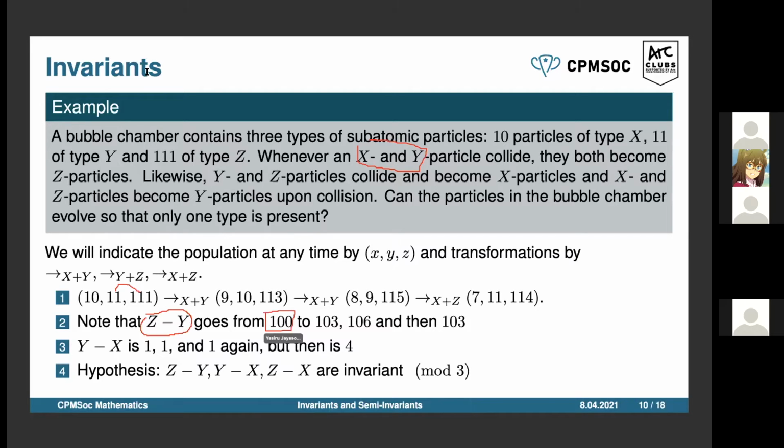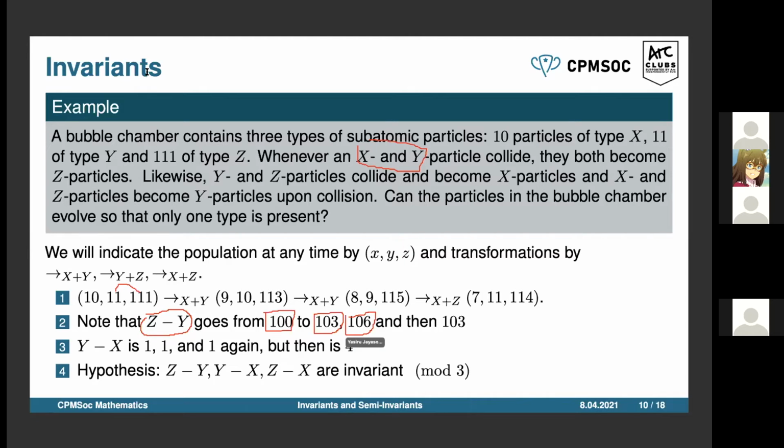But now, after you do the x plus y step, remember your y's goes down by 1 and your z's goes up by 2. So the net change will be 3. You'll go up by 3 there. So 103 now is the difference between z and y. And we're doing the x plus y step again. The number of y's goes down by 1 and the number of z's goes up by 2. So z minus y will increase by 3. So 106 will be the new value.